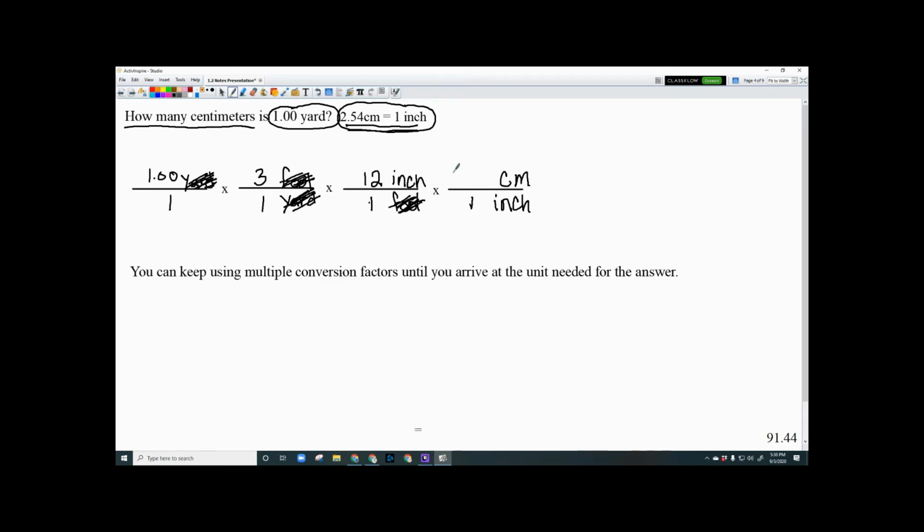So 1 inch is equal to 2.54 centimeters. So keep these together, right? You wouldn't split those numbers from those units. Okay, so what can I cancel? Inches is going to cancel inches. We purposely set it up that way. You're going to be left with centimeters.